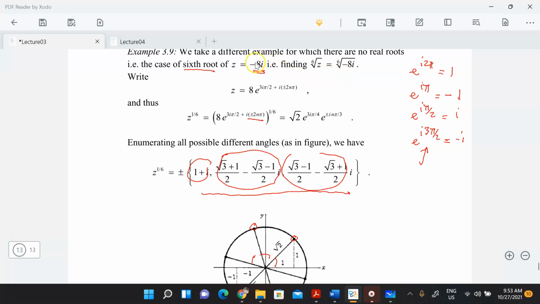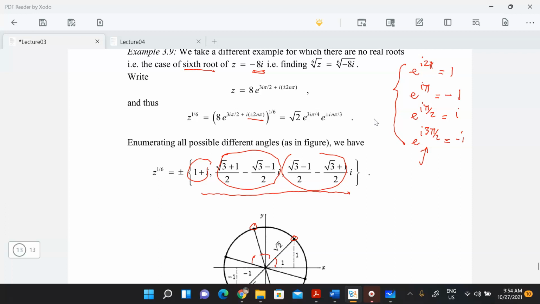You need to convert this. This is still in Cartesian form. So you need to convert this into polar form so that you can take, in this case, the sixth root. And the thing that you need to do is always memorize this, because this will help you convert a Cartesian form to this polar form easily.